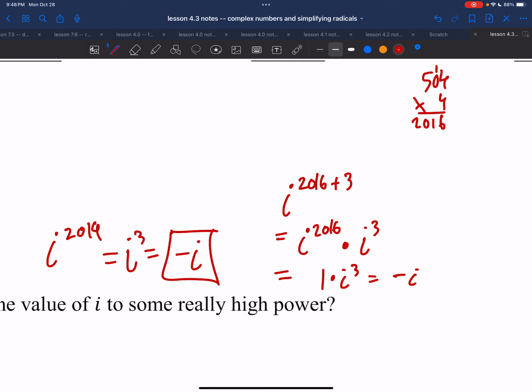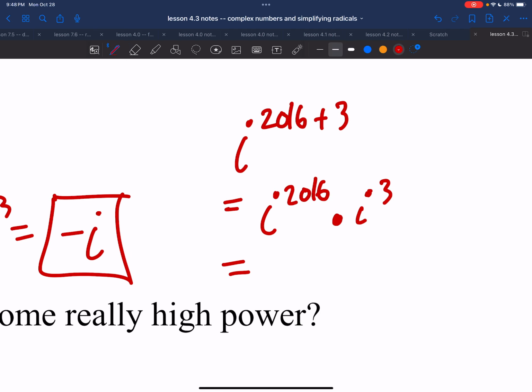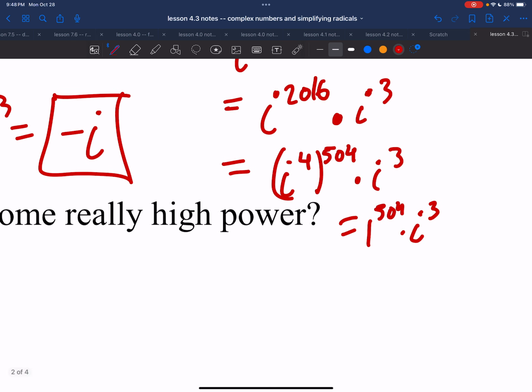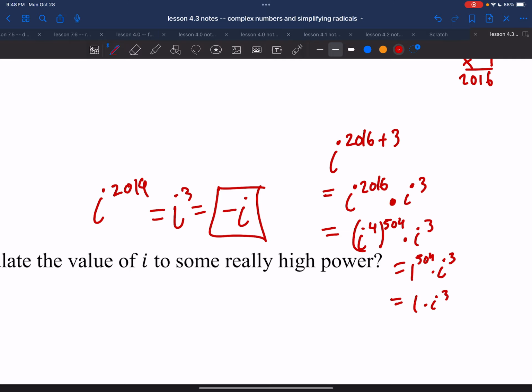And so you're done. And even if you don't buy that, even if you say I don't really buy that i to the 2016 is 1, based off that division, you do know that i to the 4th to the 504th power is i to the 2016, right? And so that's 1 to the 504th power, which is just 1 times i cubed, right? You don't really have to worry about that.